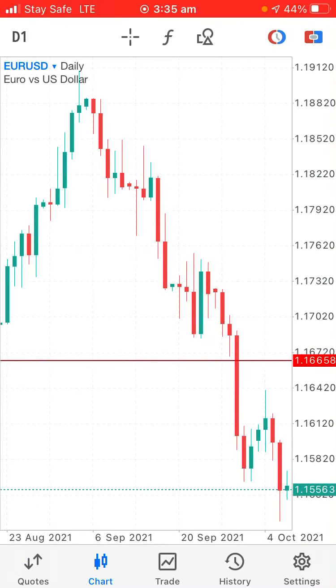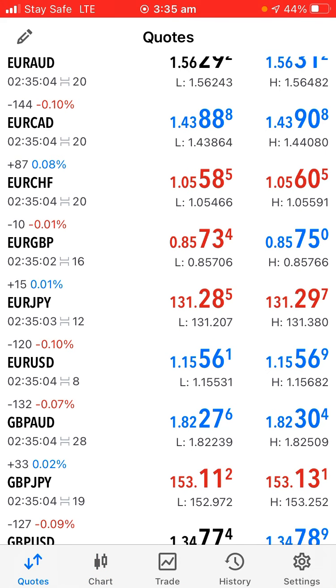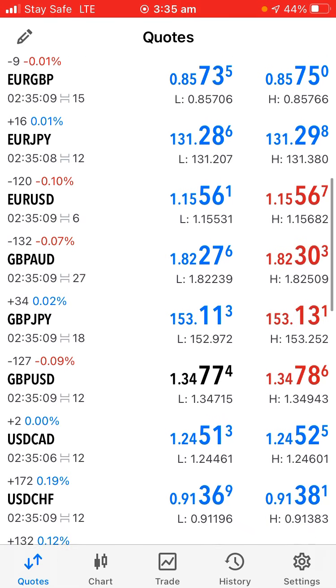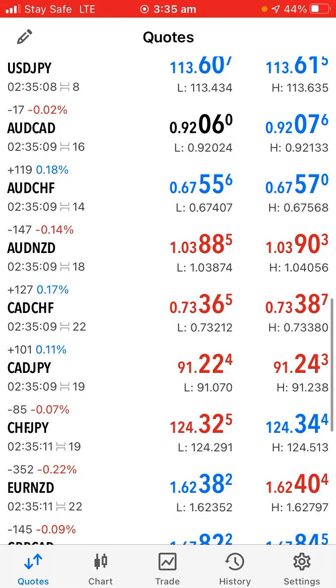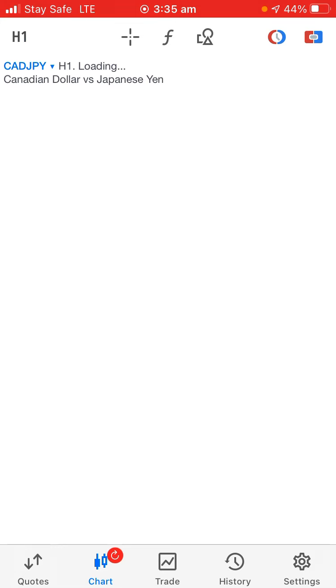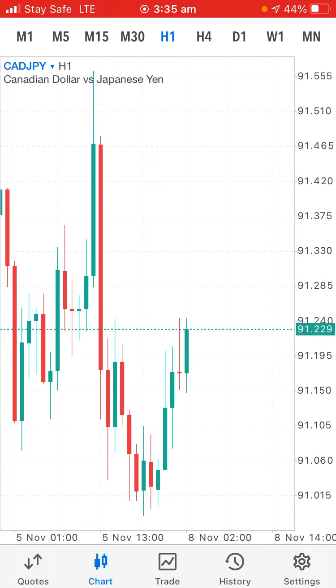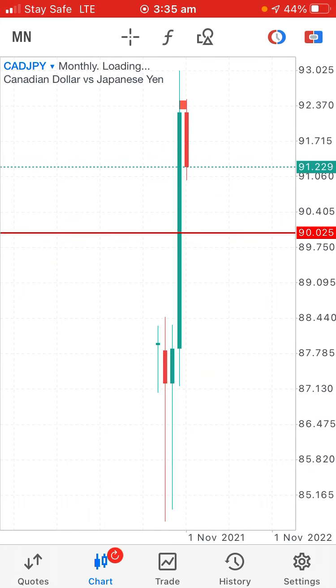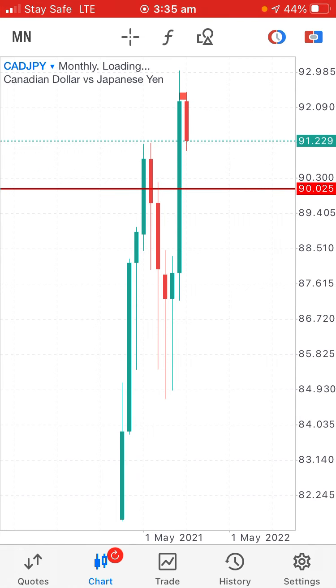Now let's go to our CADJPY. Let's start from the monthly time frame. Let's see what we have on the monthly time frame.